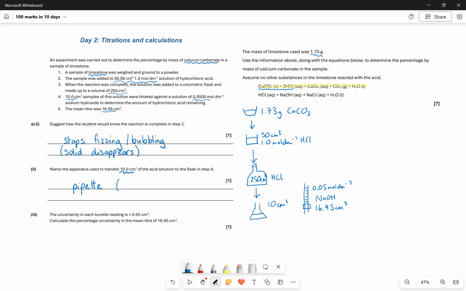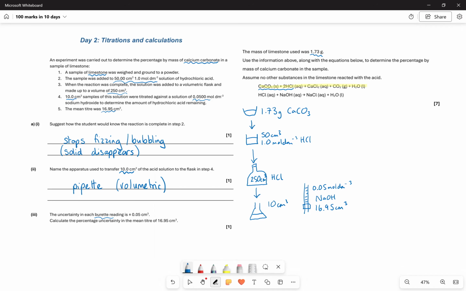If you want to be super accurate or super specific, I should say, it's a volumetric pipette, i.e. it's one of those big long glass ones. It's not a squeezy dropping pipette. Okay, and then we've got the burette reading.